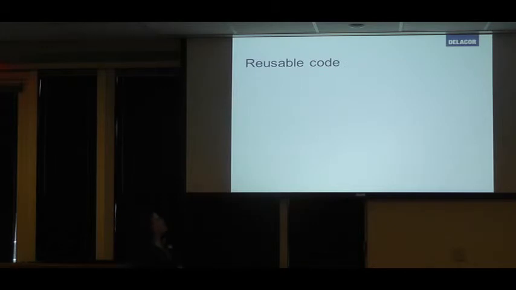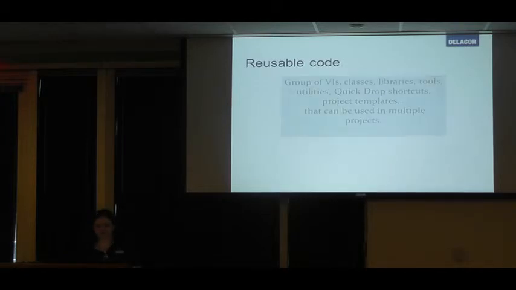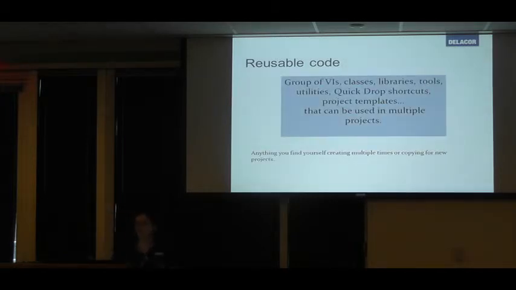All right, so now that we got that off the table, let's start with what I mean by reusable code. It's going to be a group of VIs, classes, libraries, tools, utilities, quick drop shortcuts, project templates, anything that you can be using in multiple projects. Brian was saying earlier, anything you find yourself creating multiple times or copying from one project to the next and then modifying. So it's anything that you are using in multiple places. Everybody here understands reusable code, right?